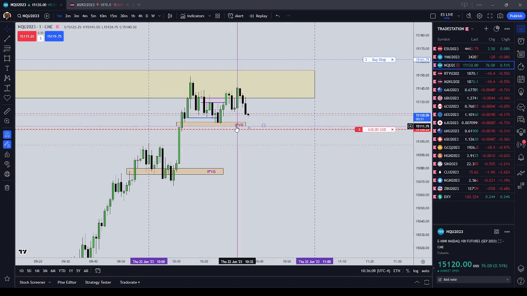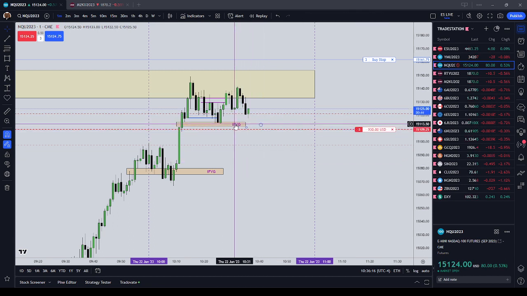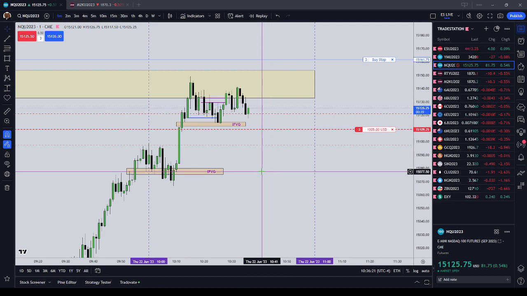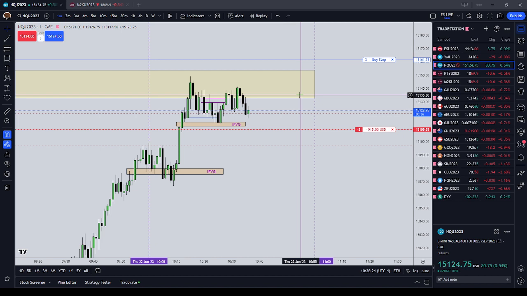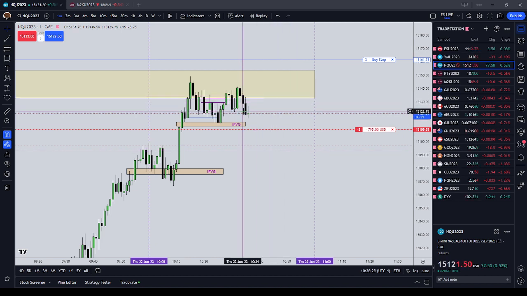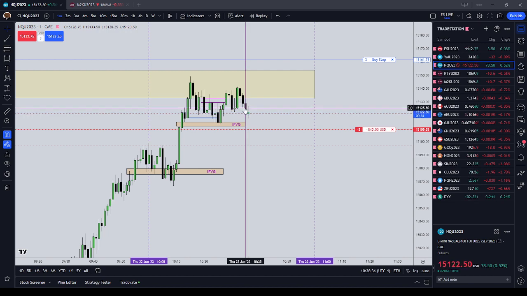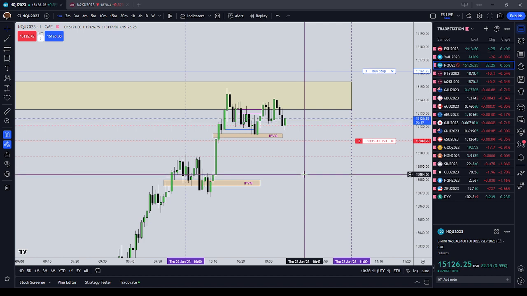Coming back down to this inverted fair value gap, coming back to reclaim it, a reclaimed inverted fair value gap right here. Again, no separation between these candles. This could be an immediate rebalance, though, right between this candle one and candle three. That's not a pattern that I'm super comfortable with, though.